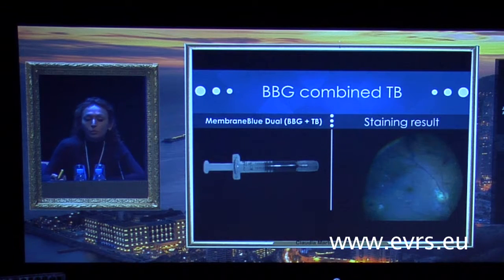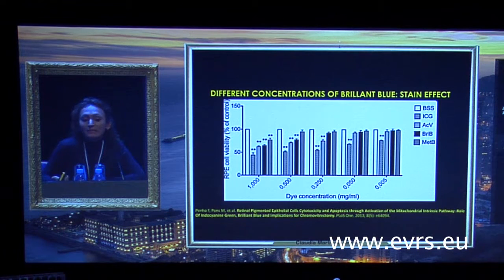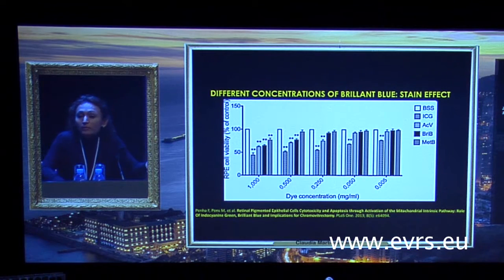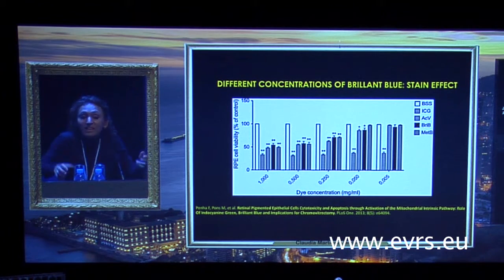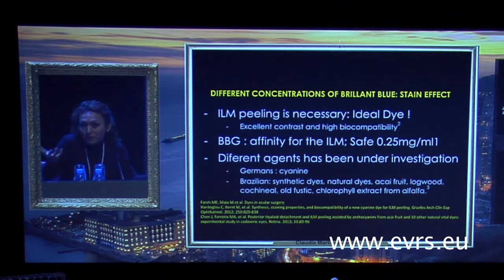So this is the dual from dark, and this is the 0.025. You can see there are articles that say if higher concentration, it's more toxic. But also, when you have lower concentration, you need to wait, maybe minutes, to get stain. And also, if you wait, you also have toxic effects. So for me, the best is to have a high concentration, but very fast staining, and you don't lose time.